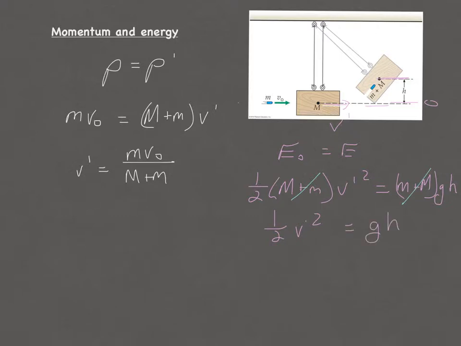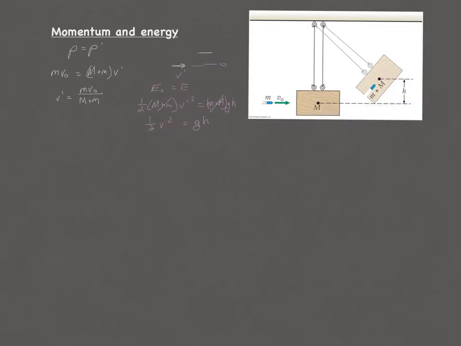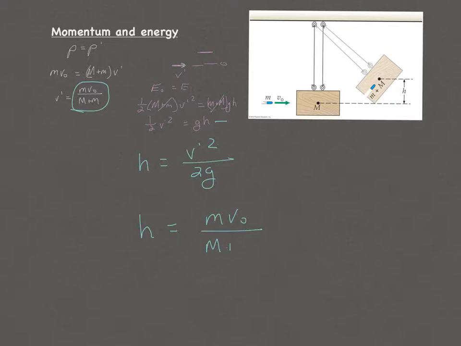All right, I'm going to move some stuff around here. We still need that velocity value, and we're going to solve for h here. So h is going to be equal to v prime squared over 2g. However, we need to put the given information back into there, just like they would ask on an AP problem. All right, so we're going to have m v naught over the total mass, and that's v prime squared, all over 2g.